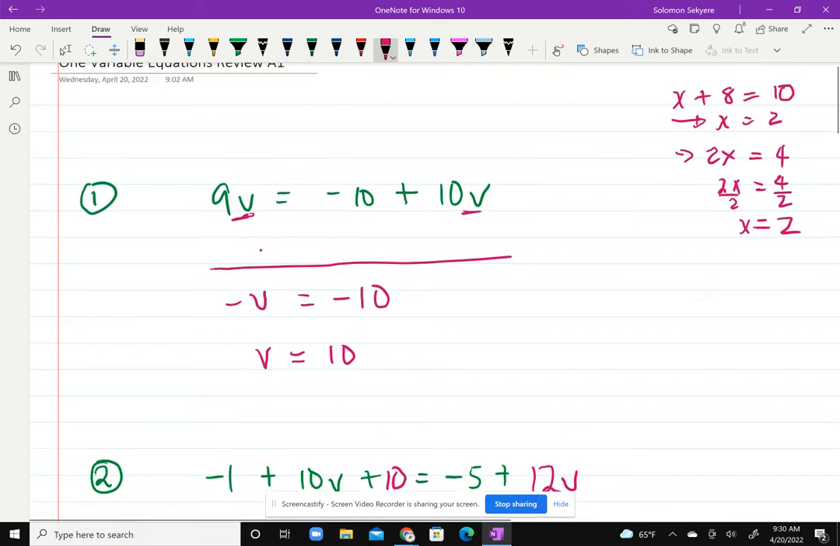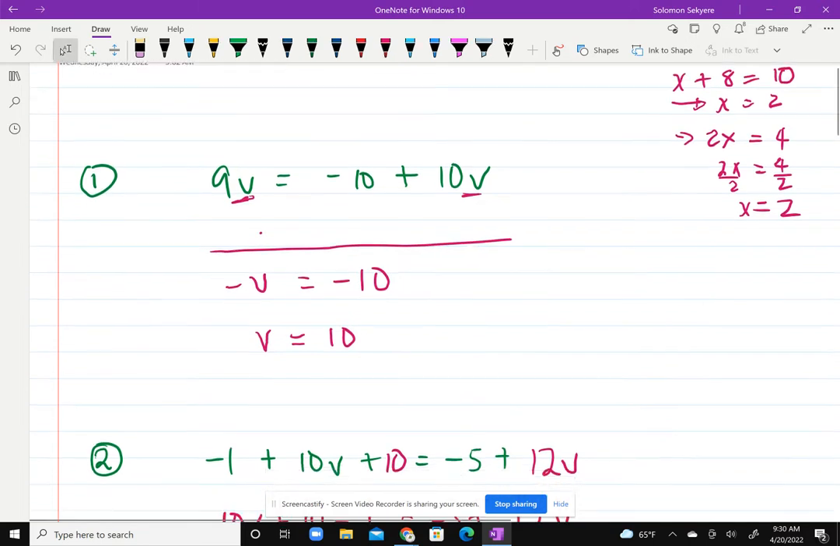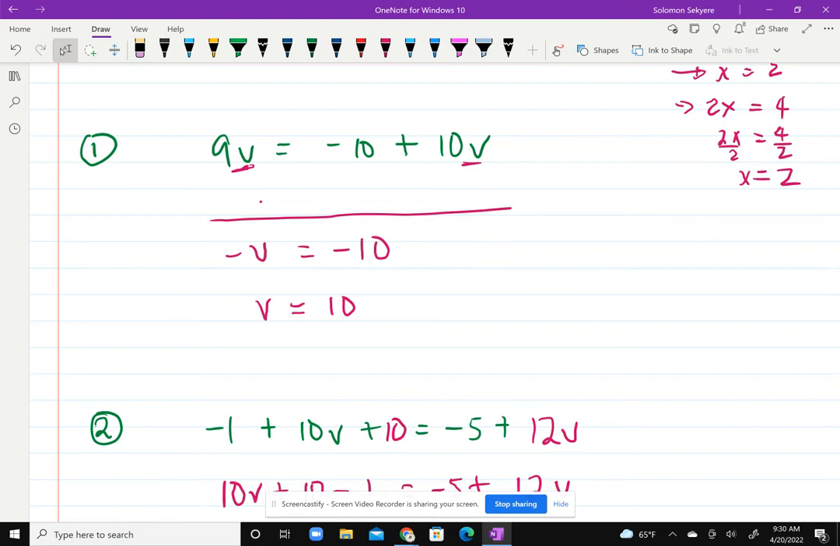Always keep in mind, we want to have one term on the left, one on the right. On the left side here, we have only one term, 9v, that's it. On the right side, we have negative 10 plus 10v. So we have two terms. Your goal is to have one term on the left, one term on the right.